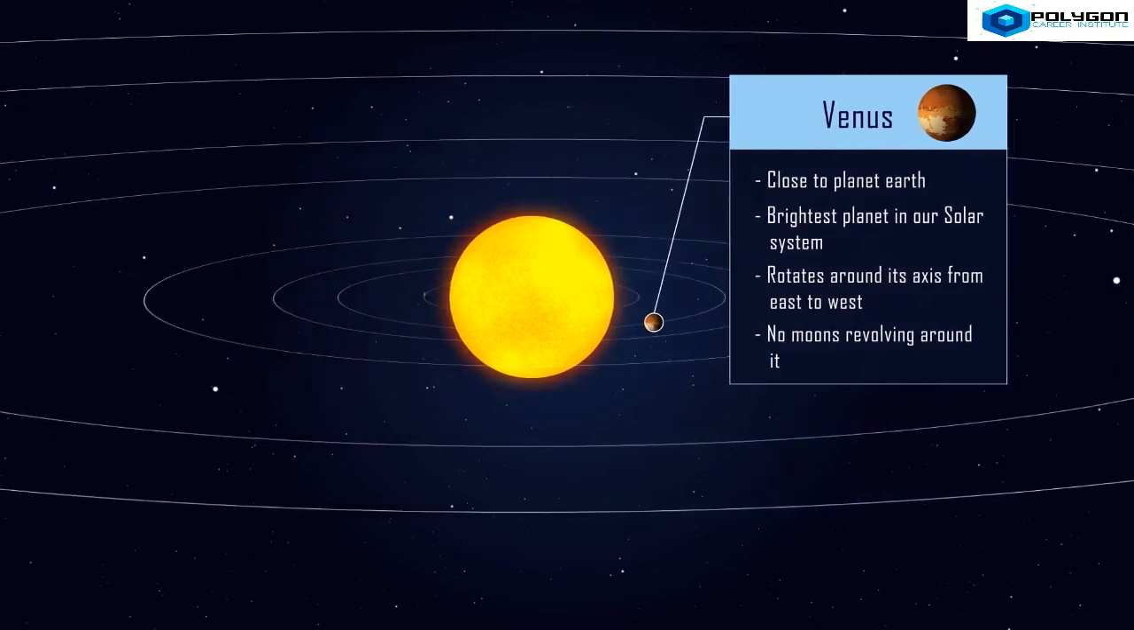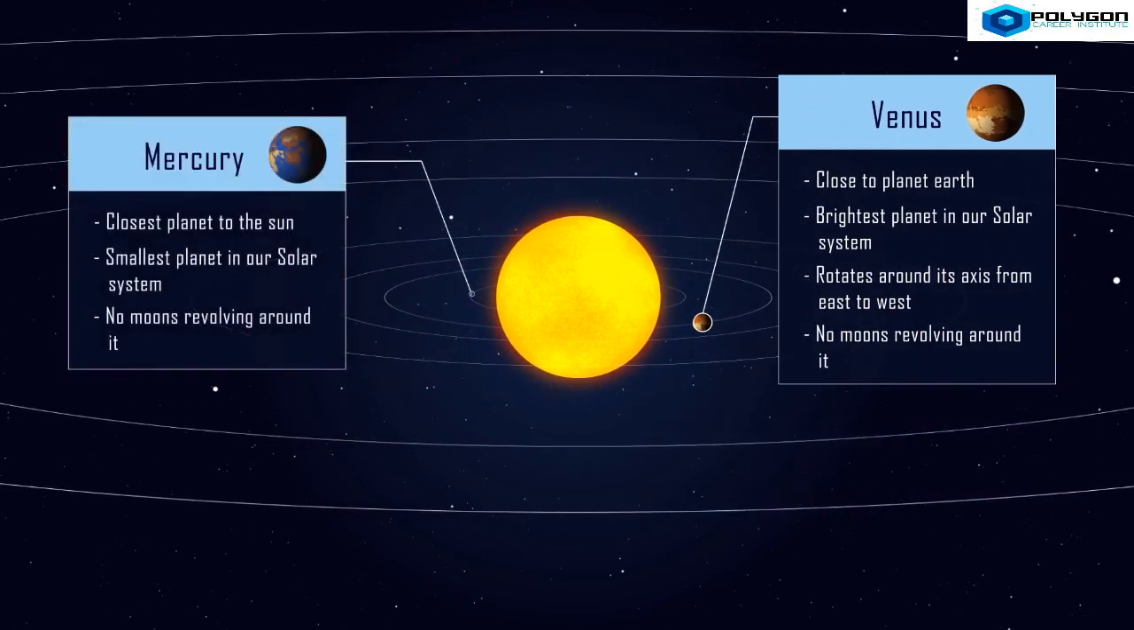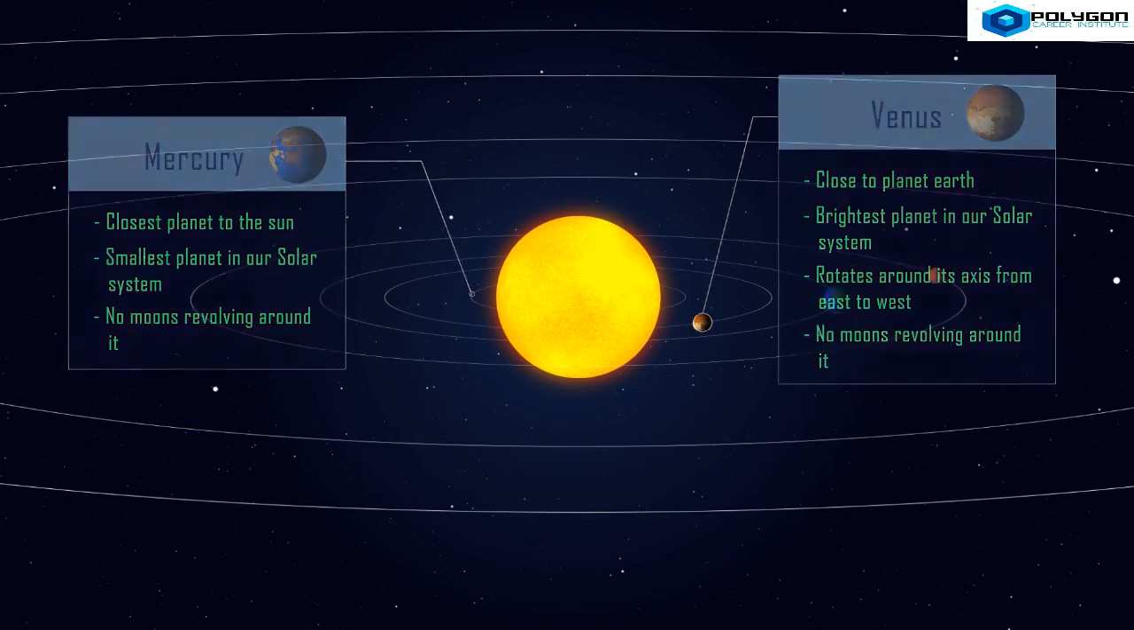Let's quickly review what we learnt about Mercury and Venus. Mercury is the closest, smallest, and has no moons revolving around it. And Venus is the Earth's nearest neighbor, the brightest planet, rotates around its axis from east to west, and has no moons revolving around it.